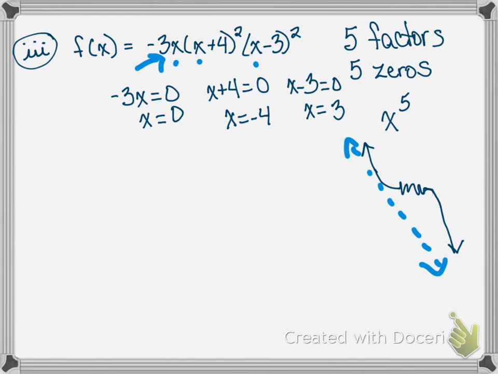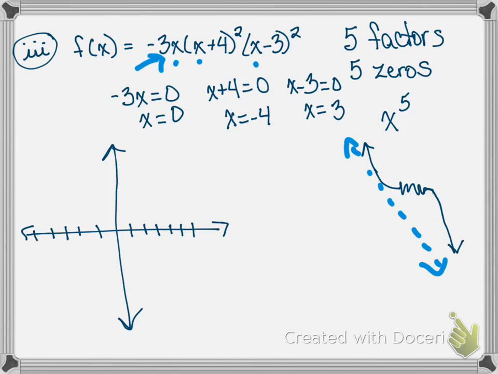So I am going to draw an x and y axis. So here's my x and my y axis. Okay, and I'm going to put my marks on my x-axis. So I have an x at 0, and the multiplicity of that is just 1. And so because my multiplicity is 1 at x equals 0, that means the graph's going to go through the x-axis. At x equals -4, I have a multiplicity of 2. That shows up 2 different times because x plus 4 is squared. So my multiplicity at x equals -4 is 2.